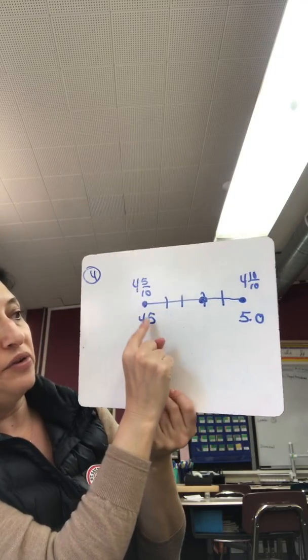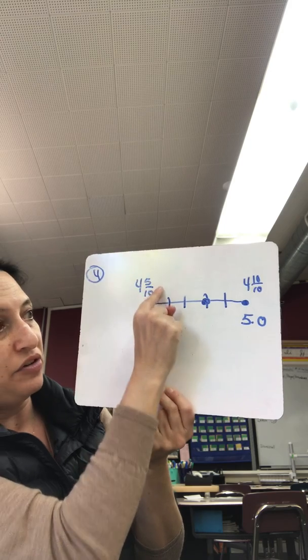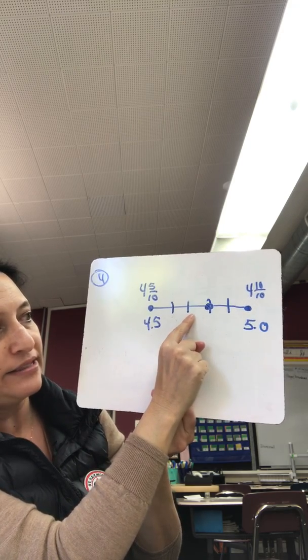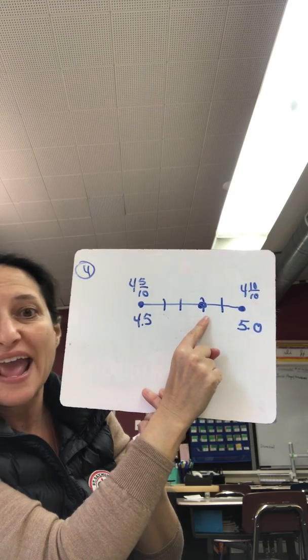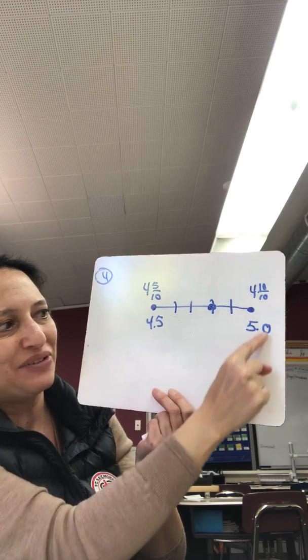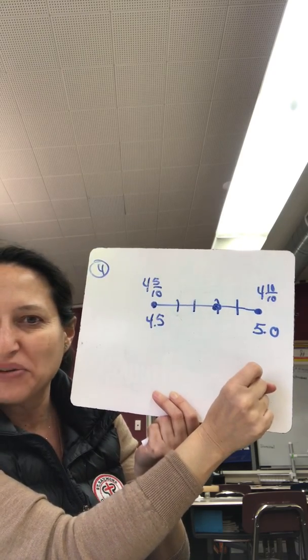Okay. Number 4 also gives you a number line. I did not draw the whole thing. Okay, so you had 4.5, or 4 and 5 tenths. Right, there it is, 4 and 5 tenths. 4 and 6 tenths, 4 and 7 tenths, 4 and 8 tenths, 4 and 9 tenths. 4 and 10 tenths we know is actually 5. Or 5.0, you could just say 5 if you want to.